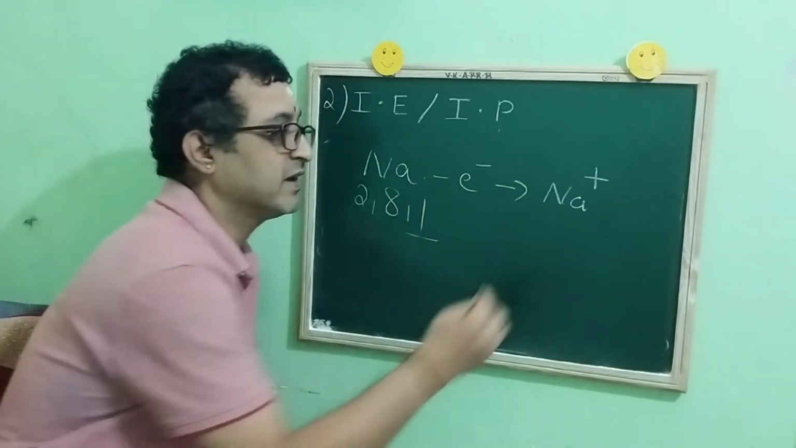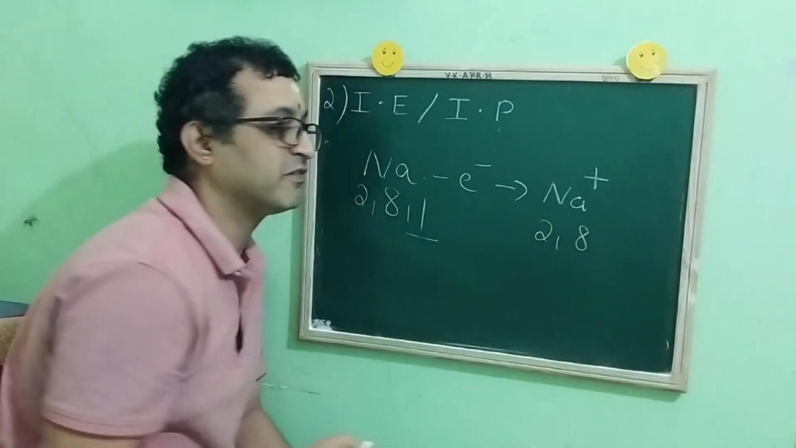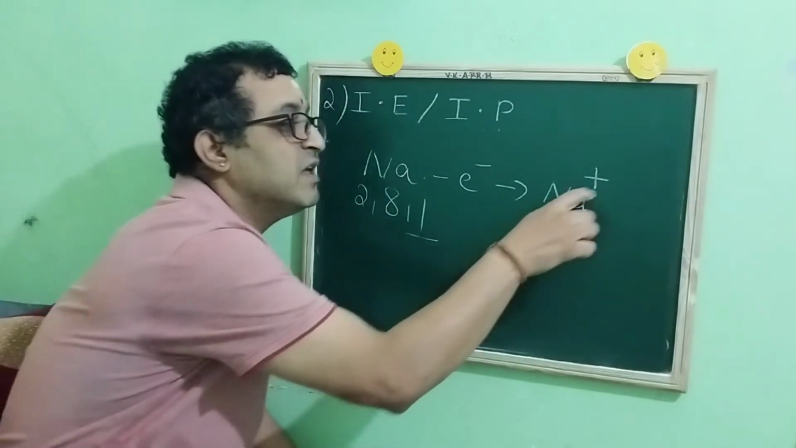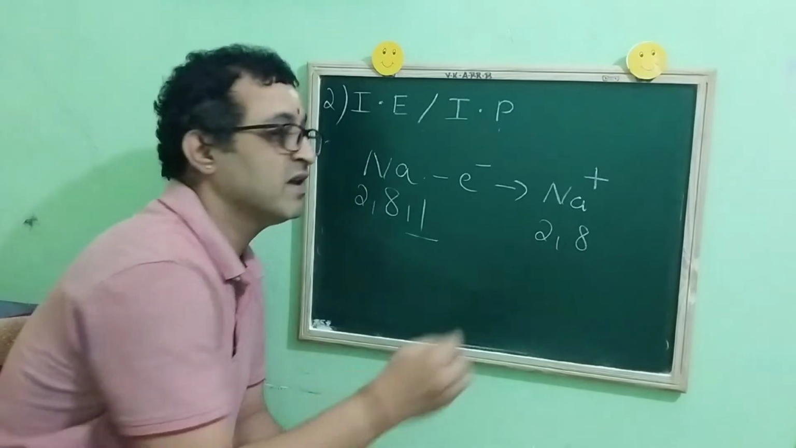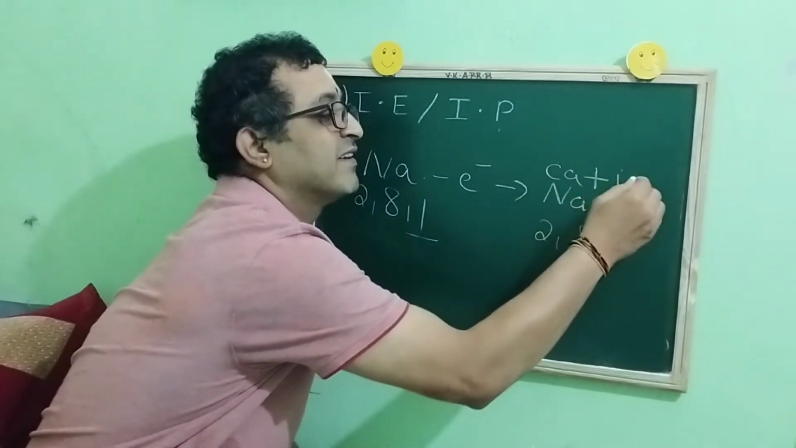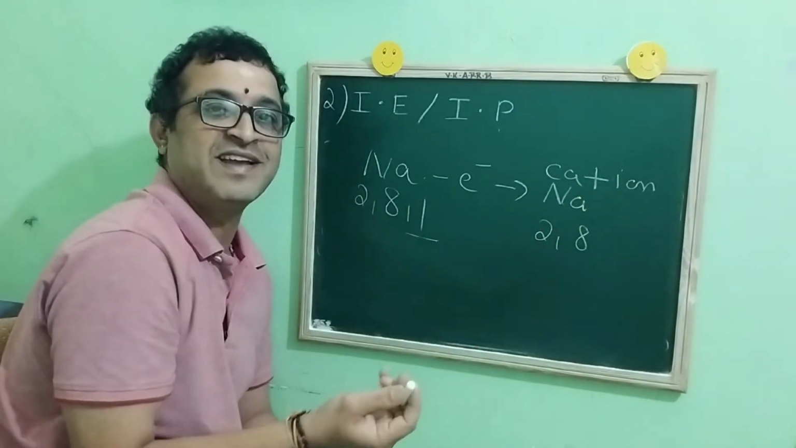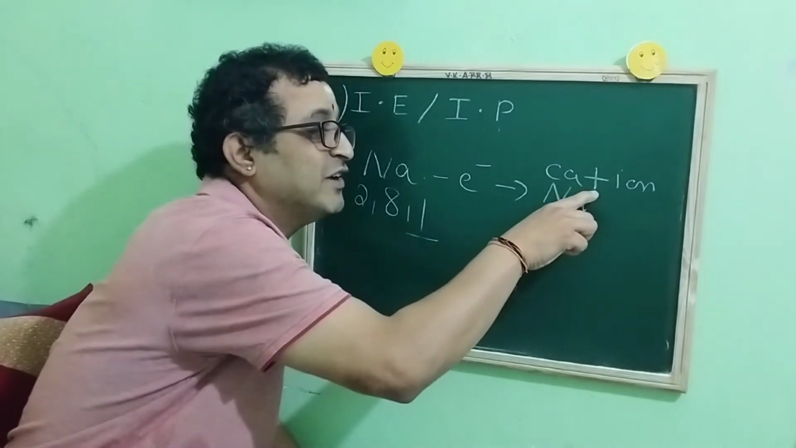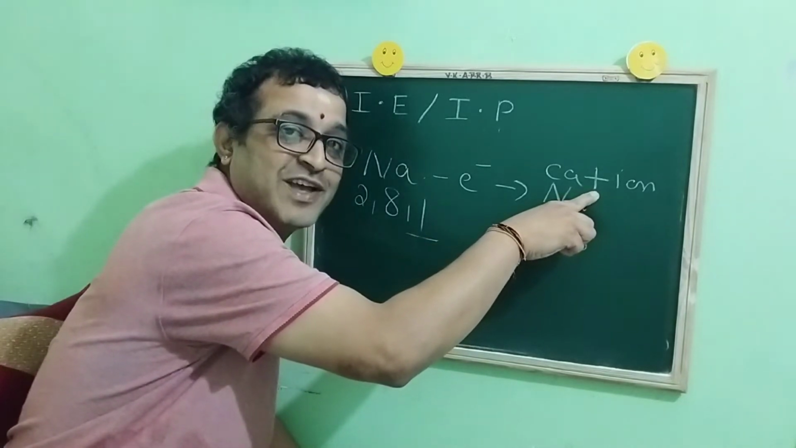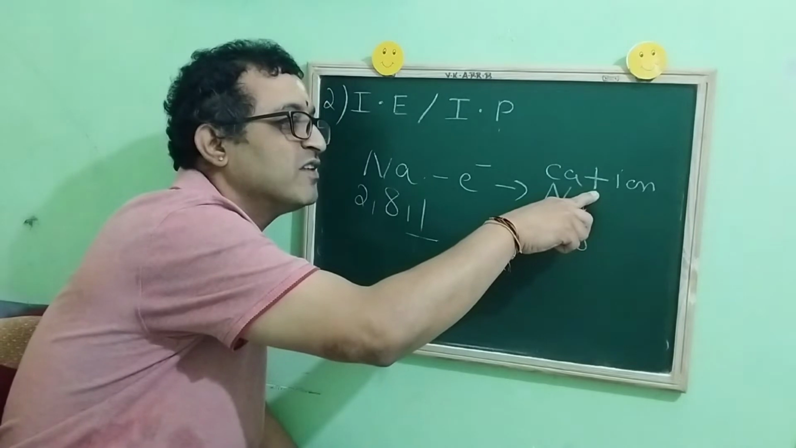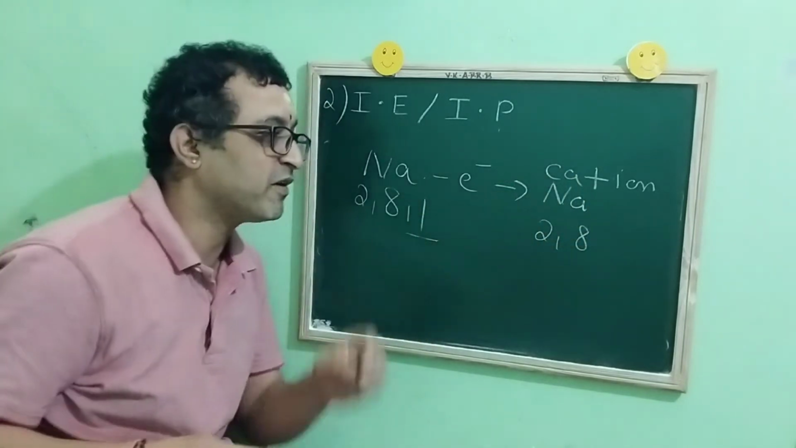Now, after the sodium loses electron, it will form Na plus, right? The electronic configuration of Na plus is 2, 8. This Na plus is called as what type of ion? It is called as cation. What is a cation? See children, it's very easy to remember. The T in cation looks like a plus. Cation is the one which is having a positive charge.